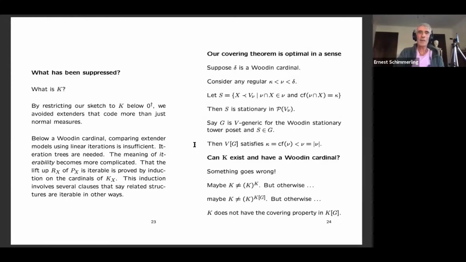Okay, so I think I'm wrapping it up here. So what has been suppressed? Obviously, I haven't told you what K is. The restriction to working below zero dagger avoids extenders that code more than just one normal measure. If you're working below a Woodin cardinal, then comparison is not necessarily linear, and so we have to talk about iteration trees. The notion of iterability becomes much more complicated.